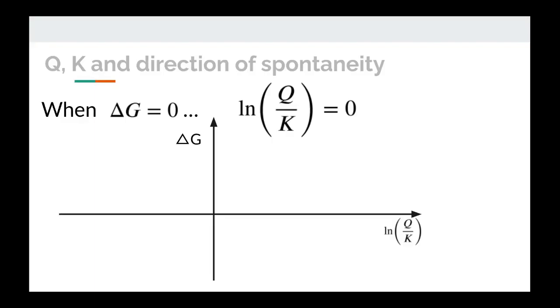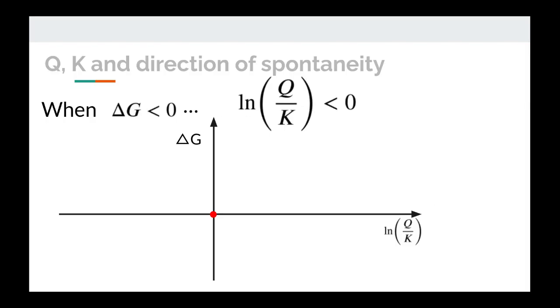Let's say we have a graph space where delta G is on the vertical axis, that's free energy, and the natural log of Q over K is on the horizontal axis. Remember, when the ratio of Q to K is 1, the natural log of the ratio of Q over K is 0, so that puts us at a point in the very middle. We also saw that when delta G is negative, in other words, when the forward reaction is spontaneous, the natural log of Q over K is less than 0. So that gives us a line that extends into the negatives on both axes.